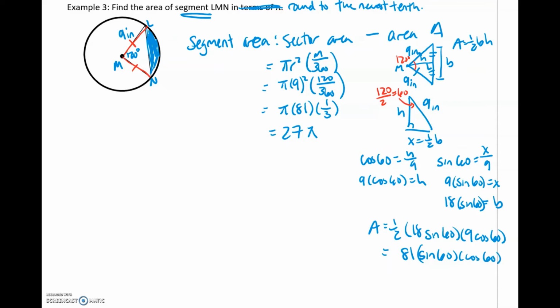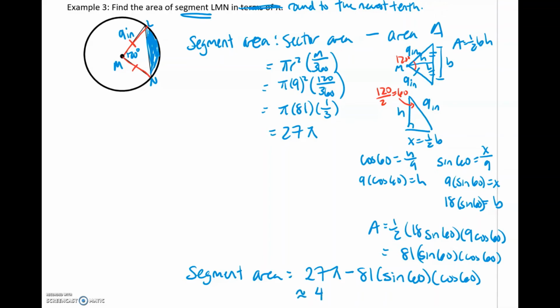And remember, our end goal is the segment area, and we always like to round just once. So if your calculator can do it, go ahead and put this whole thing into your calculator. If not, do it one piece at a time, right? You can do 27 times pi, use that pi button in your calculator, and write down what you get from there. Then you can find 81 times sine 60 times cosine 60, write down what you get from there, and then subtract, and we should get approximately 49.7 square inches.